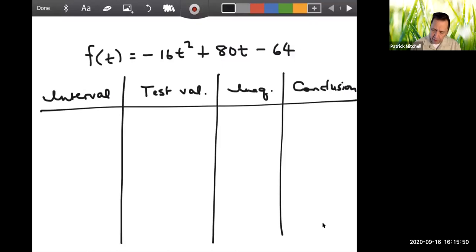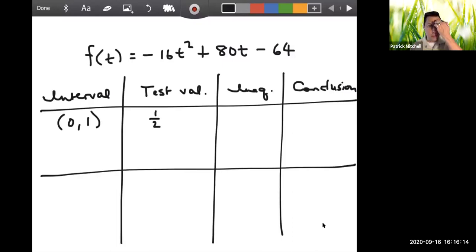Okay, so the first interval was from 0 to 1. So unfortunately, we're going to have to use something that's not a whole number for our test value. We'll go with 0.5 or 1/2. Okay, this is going to be kind of a mess. I don't know if I'm actually going to get this all on one slide here.